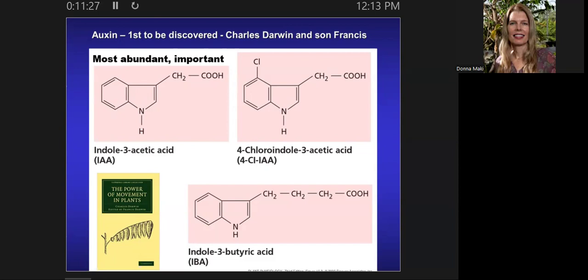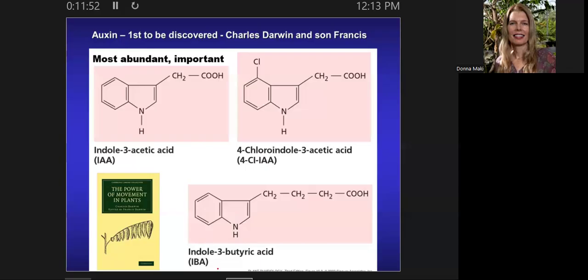And so he kicked off that research with his son in the 1800s, just doing some very simple experiments to demonstrate that there is some kind of chemical that the plant is making in response to an environmental signal that helps the plant behave appropriately to that signal. And so here on this diagram, you're seeing a couple of different options.